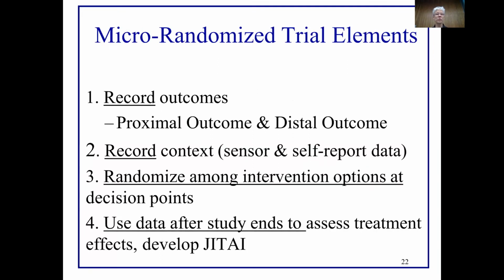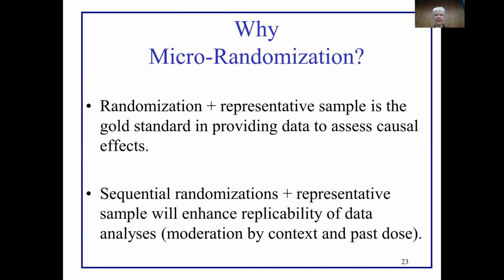When you run a trial, you want to record the outcomes, your proximal outcome. If you have a health outcome you're interested in, like in a smoking study, you might look at the time till relapse. That would be a distal outcome. You want to record the context, all the important sensor data, self-report data. At each decision point, you randomize, you record how you randomized, and then after the study's over, you assess treatment effects. I think many people are tuned into this slide. It's something that we all understand. I just want to make sure to be clear.